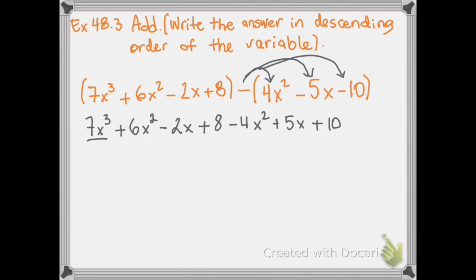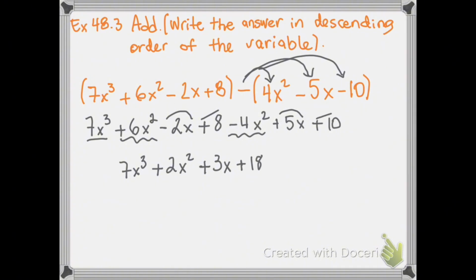The first one doesn't have a like term, so we're just going to keep it the same. The 6x^2 goes with the minus 4x^2, which is plus 2x^2. The minus 2x goes with the plus 5x, so it's plus 3x. We subtract and keep the sign of the biggest. And then plus 8 plus 10 is plus 18. And that would be the answer.